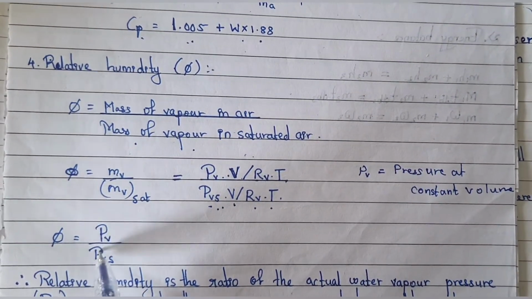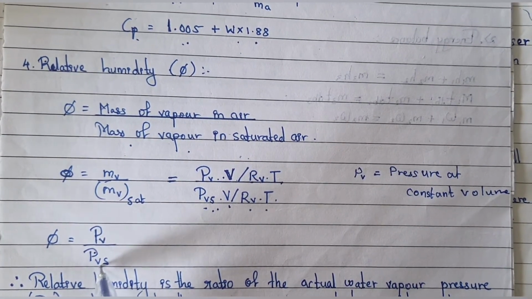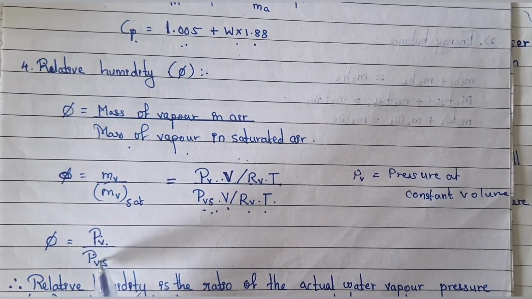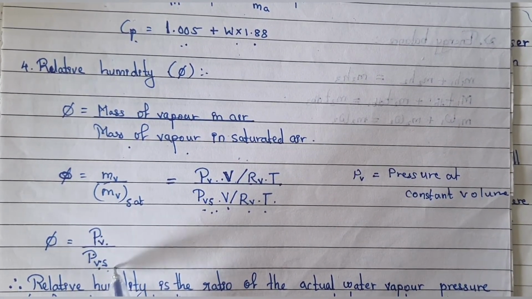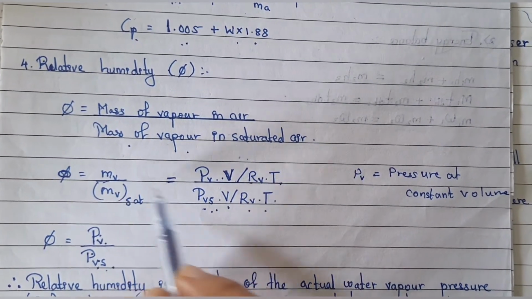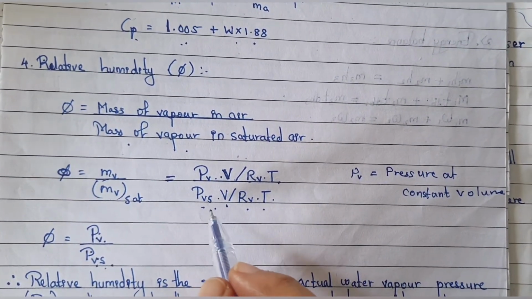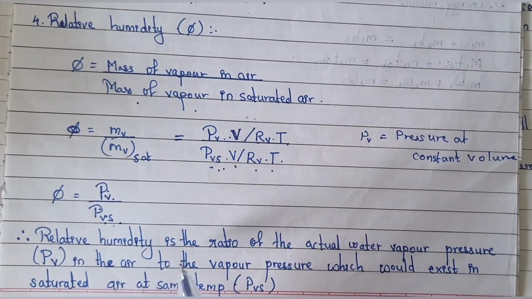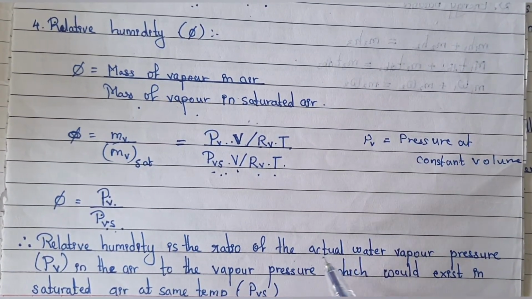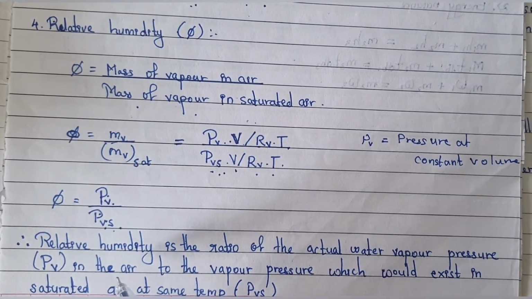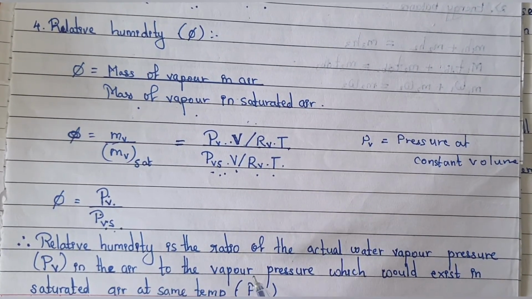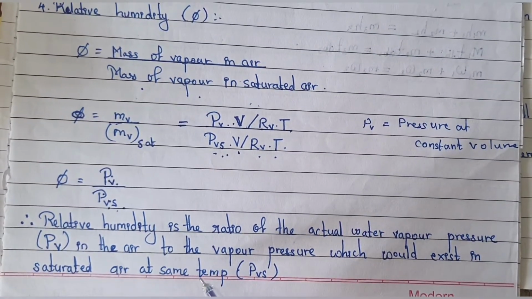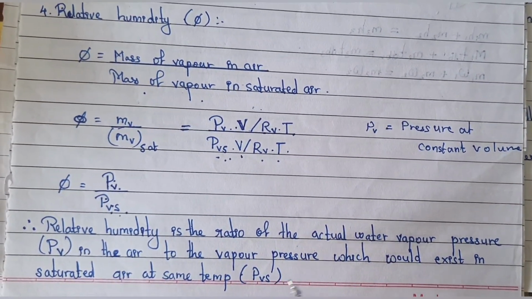Now phi is given by Pv divided by Pvs, the pressure of vapor to that of the pressure in saturated air. Here actually we have substituted the ideal gas equation, and thus we have calculated the value of phi. The relative humidity is the ratio of actual water vapor pressure Pv in the air to the vapor pressure which would exist in saturated air at the same temperature, Pvs.